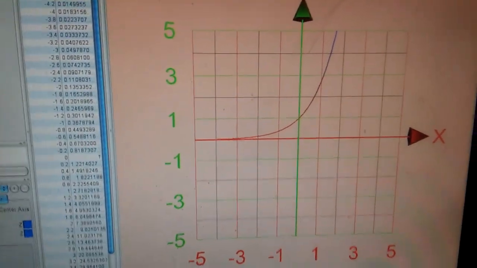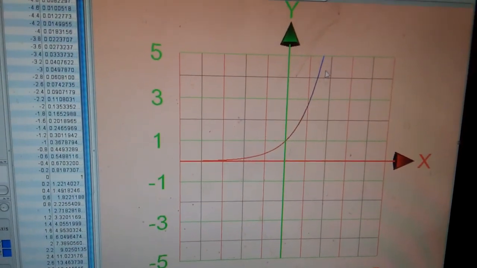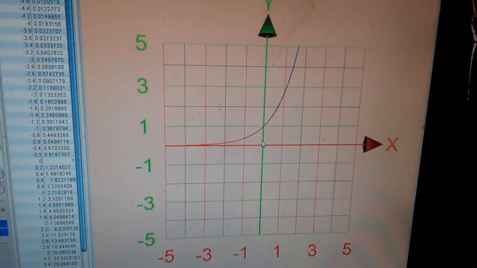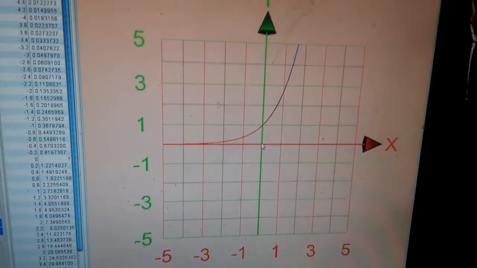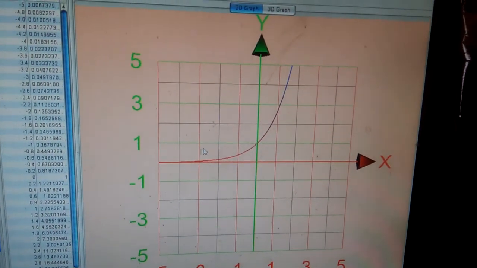So you see, this is a graph of this exponential function, how it looks like, and you can see here that at the origin, if the value of your x is 0, then the value of your corresponding y is 1 here. Okay, that's it. You can see.